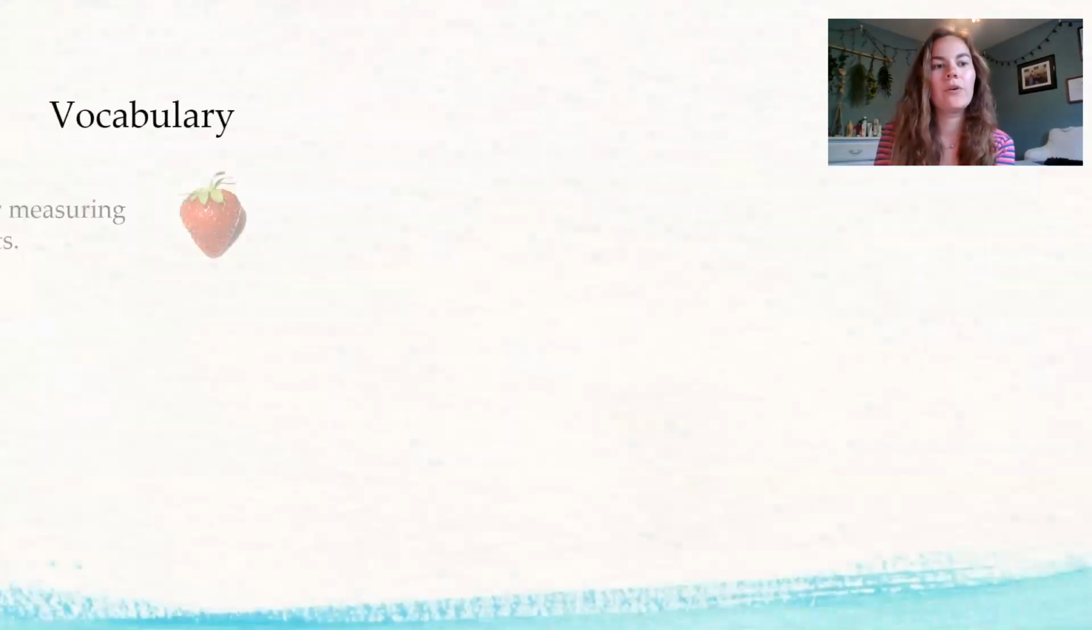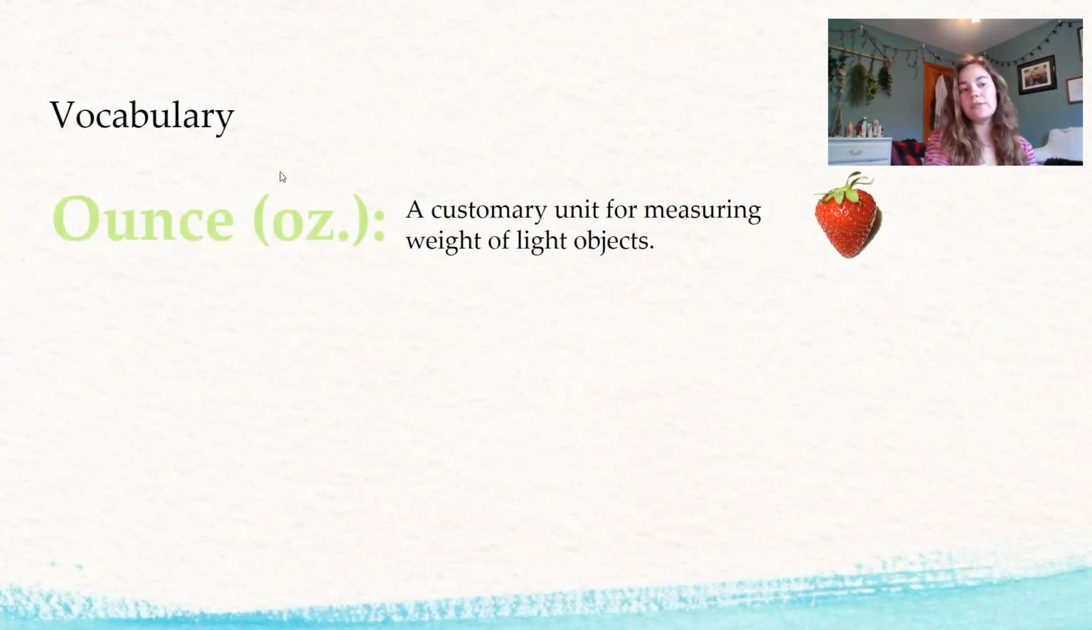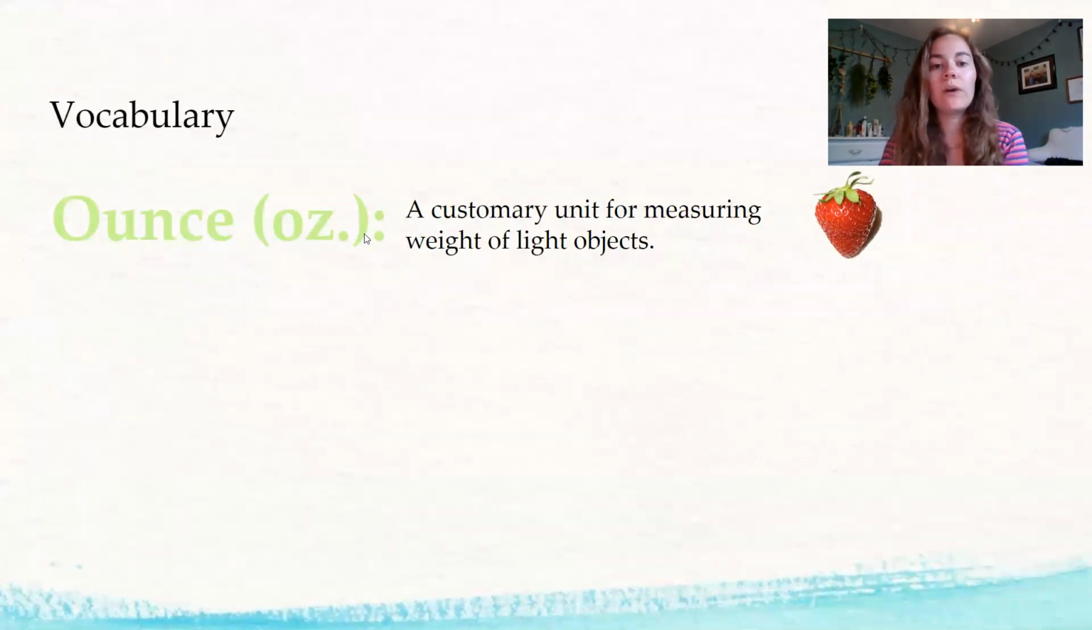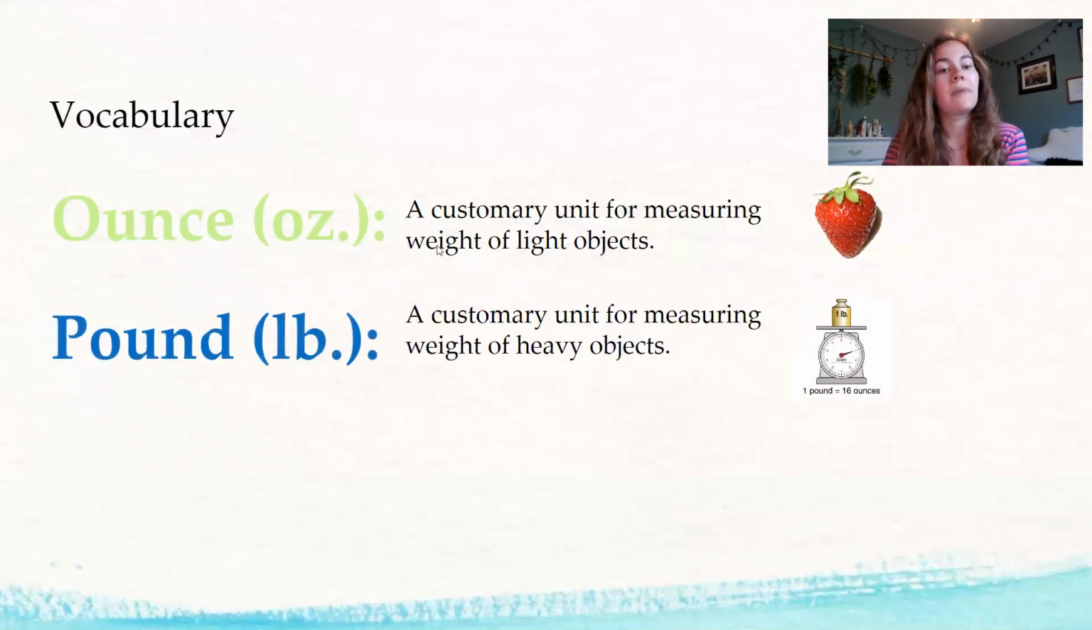So let's go over some vocabulary. An ounce, the abbreviation for that is OZ, and an ounce is a customary unit for measuring weight of light objects. So you would use ounces to measure something like a strawberry. You could also use ounces to measure something like a pencil or something really light. A pound is a customary unit for measuring weight of heavy objects, and a pound is abbreviated with LB. So you use something heavier than ounces when you measure with pounds.